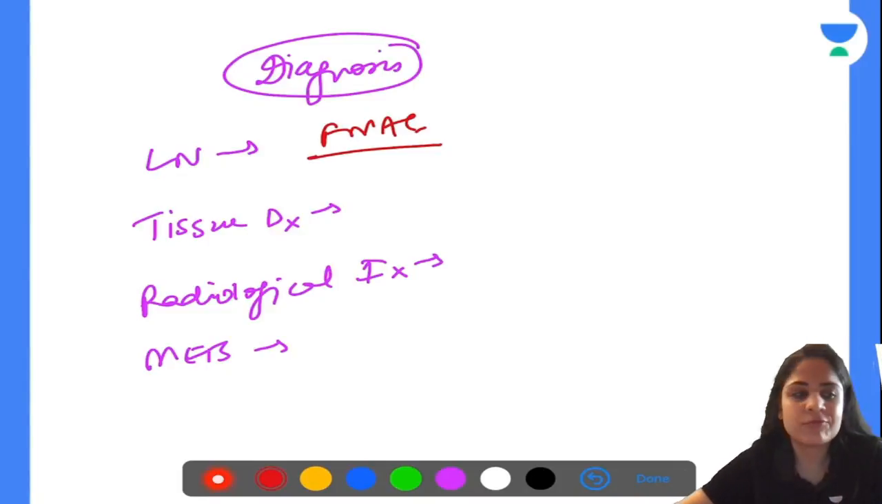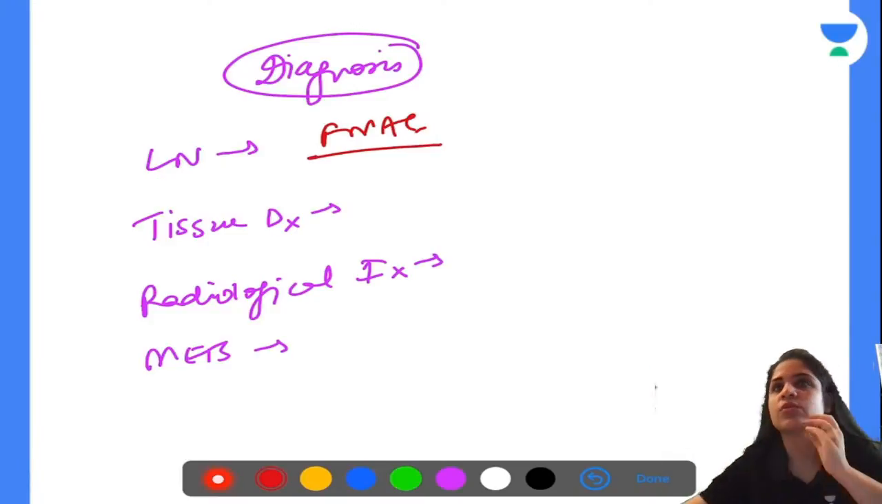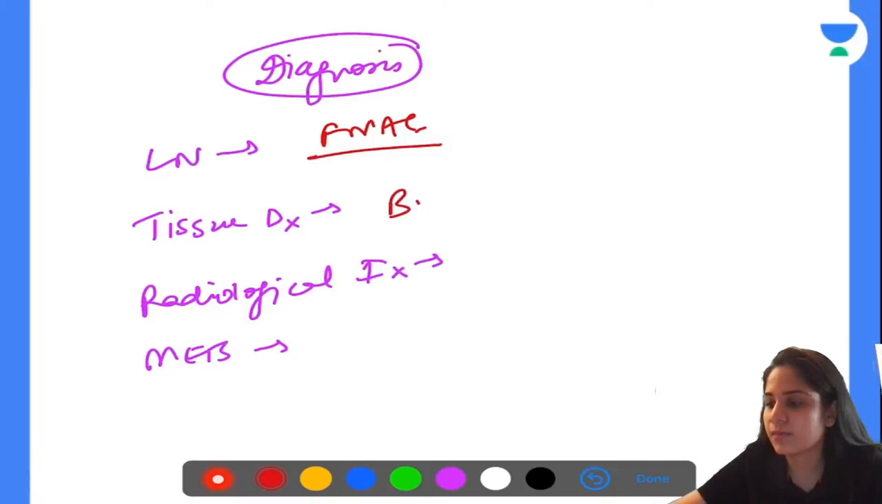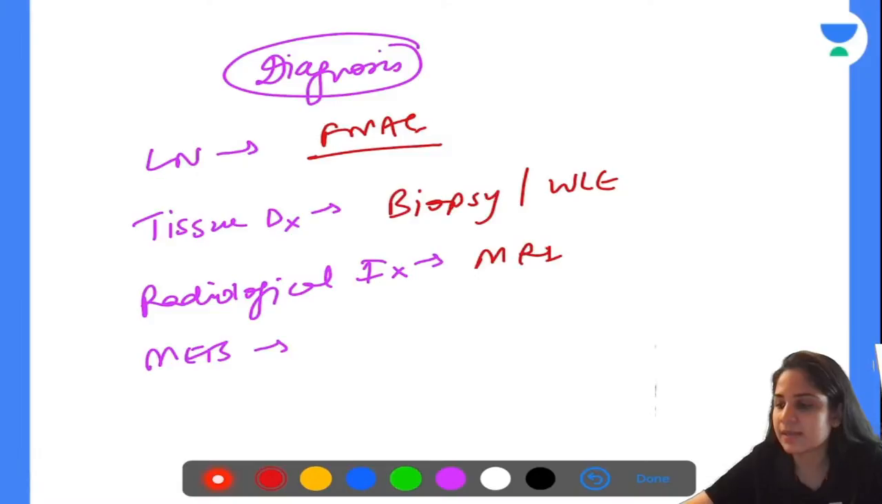Okay. Alright. So for lymph nodes, if you have to take any one sample, you can simply do a fine needle aspiration cytology. If you have to diagnose from the primary tissue, whether it is squamous cell carcinoma or adenocarcinoma, and it is CA of the maxilla or mandible, you will take a tissue biopsy, correct? So for tissue diagnosis, you will do a biopsy or a wide local excision. If they ask the radiological investigation of choice, always answer it as MRI. MRI will tell you about the bone as well as the soft tissue involvement in case of oral cavity cancer. So MRI will be the radiological investigation of choice.